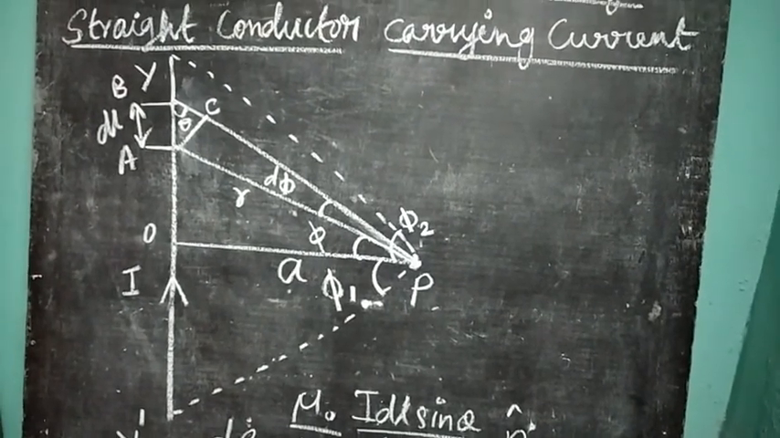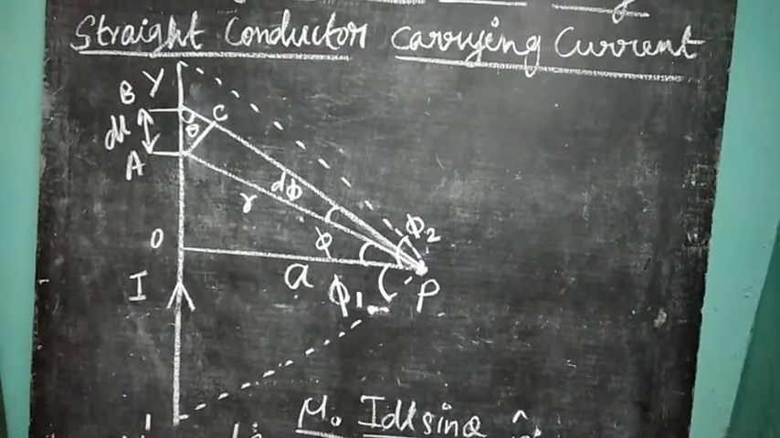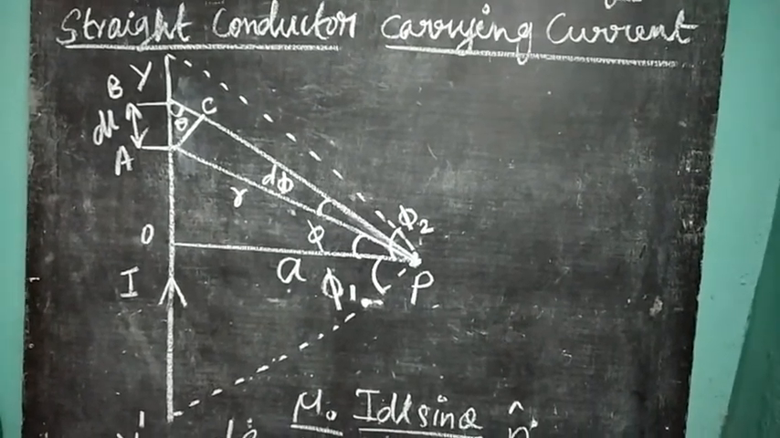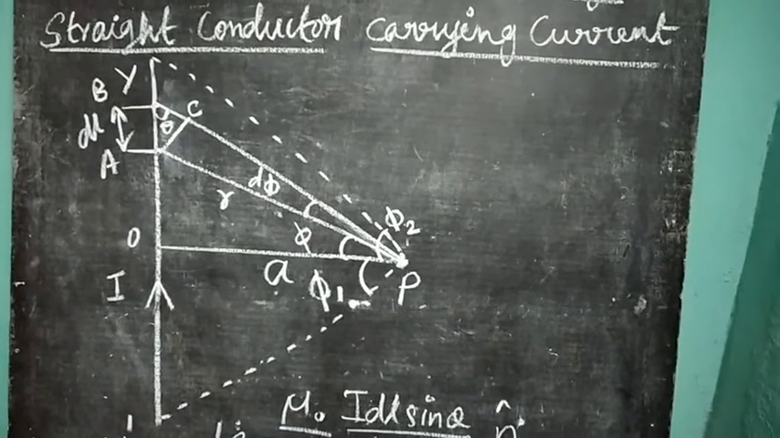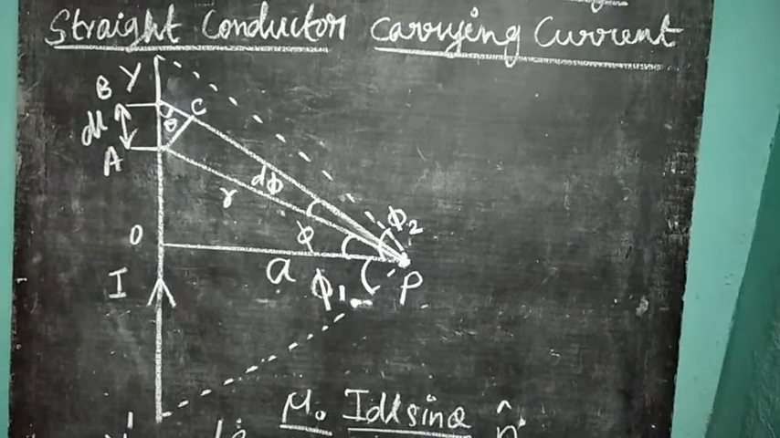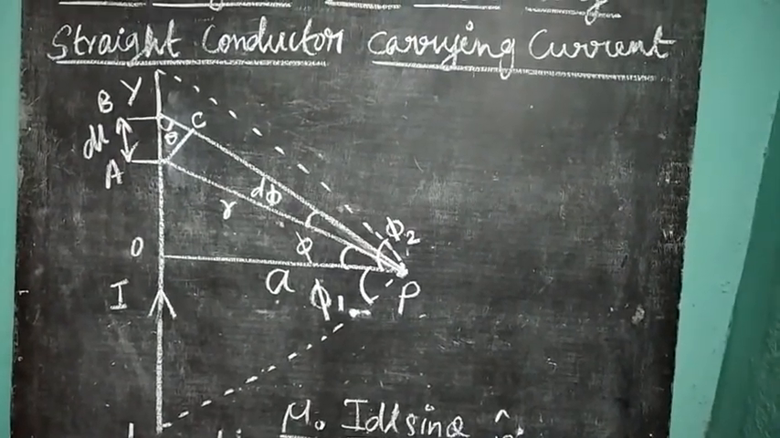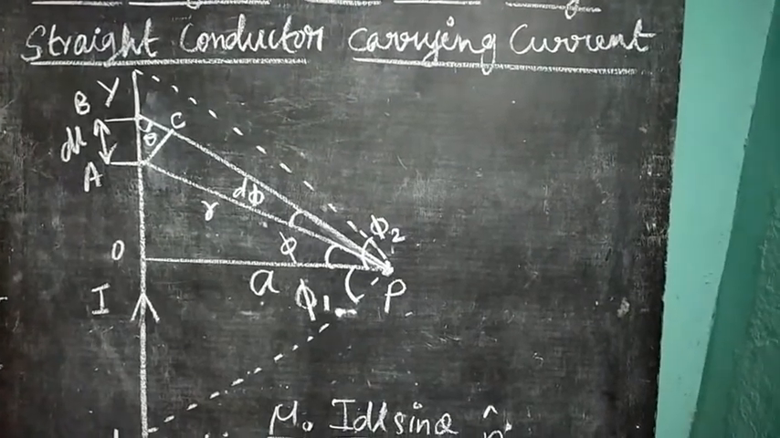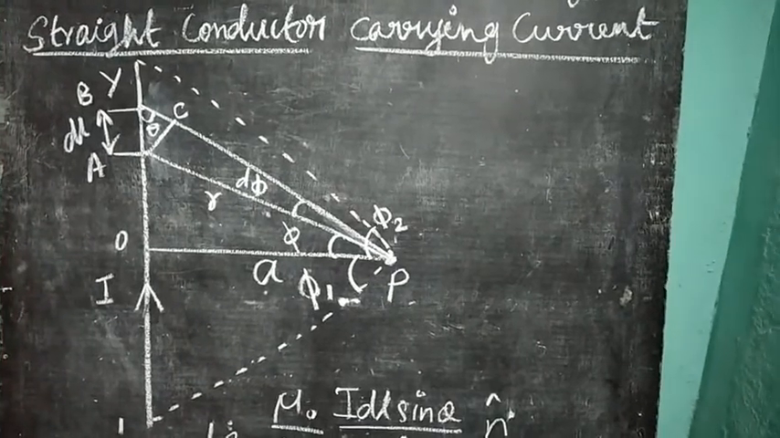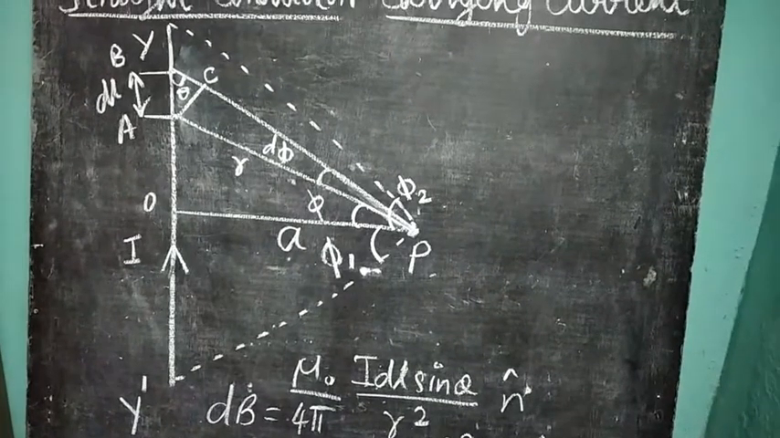On the conductor, consider a small element AB, length of the small element dl. Then consider a point P, distance a from the conductor at O. Next, draw a perpendicular line AC to BP. It is making an angle theta. Current is flowing through the conductor.